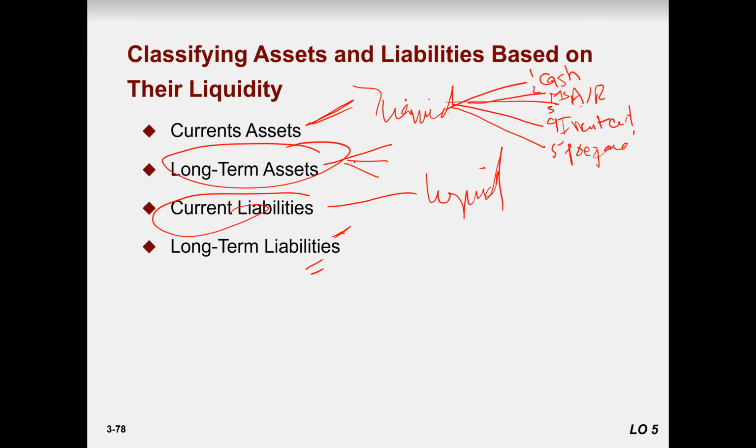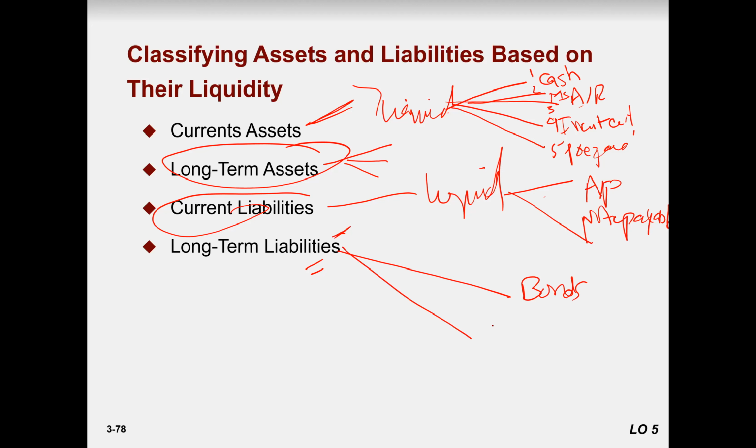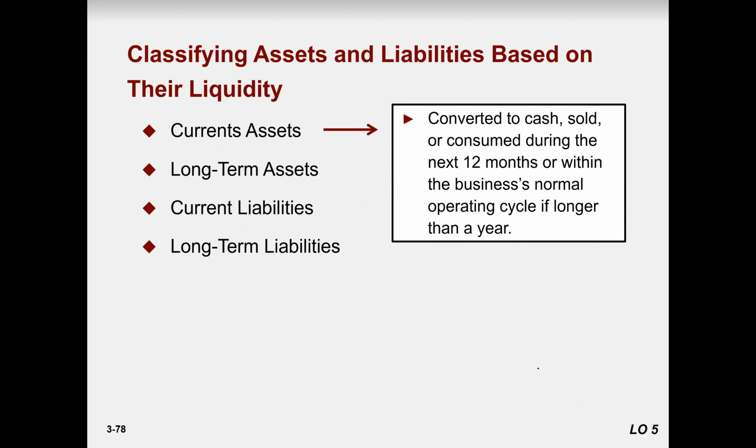All right. Similarly, current liabilities, most liquid are accounts payable, notes payable. Simple. All the payables, they are liquid ones. And long-term liability, like bonds, bank loans, long-term notes payable. Okay. So just read it one by one.